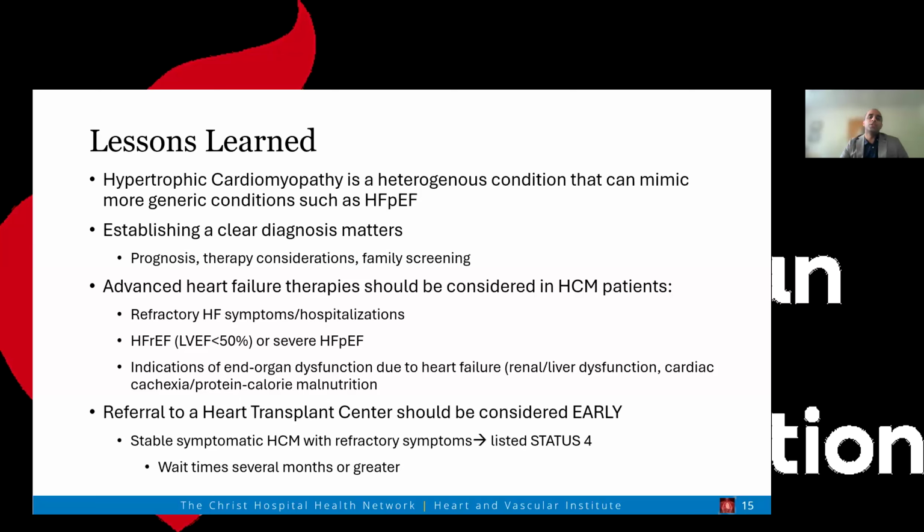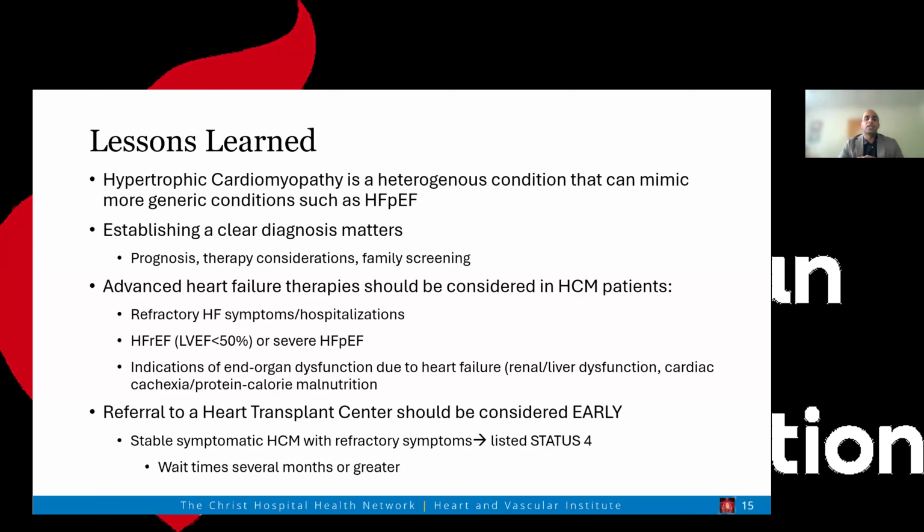Advanced heart failure therapies should be considered early in hypertrophic cardiomyopathy. These are for patients that have had refractory symptoms and hospitalizations, heart failure with reduced ejection fraction. When the EF gets low in a symptomatic patient with HCM, that's a big deal. Hypertrophic cardiomyopathy is a condition where the heart squeezes more, not less. So an EF below 50% is something that needs to be addressed. And then finally, if a patient starts to develop kidney or liver-related dysfunction, cardiac cachexia, weight loss, these are all signs that their heart failure is worsening and they should be considered for advanced therapies.